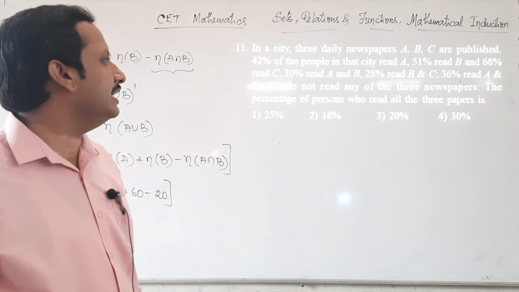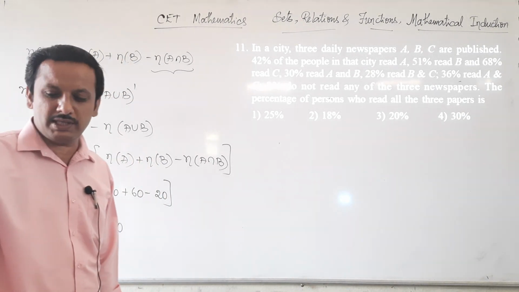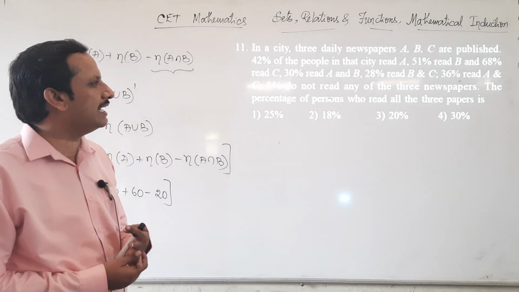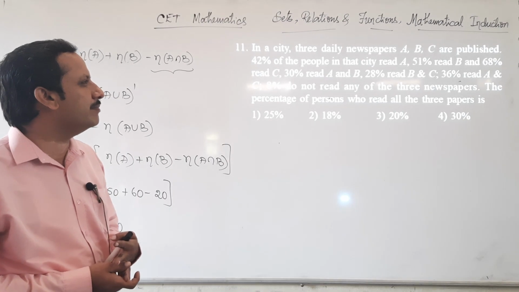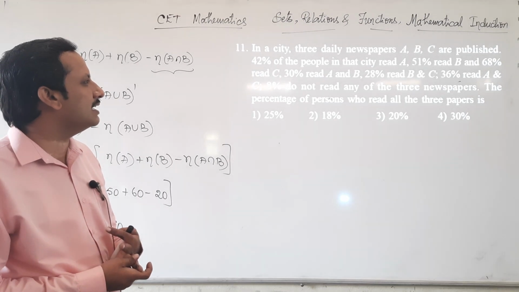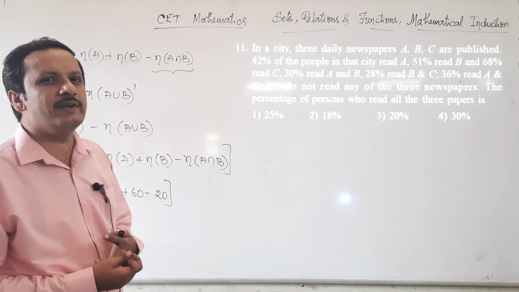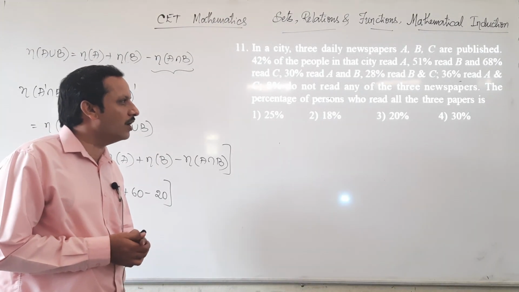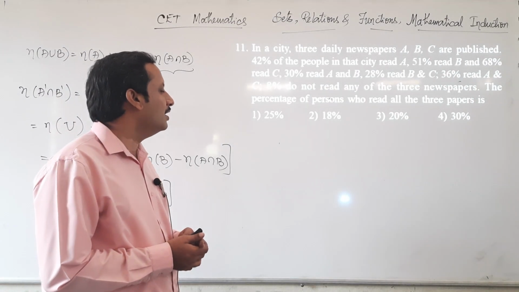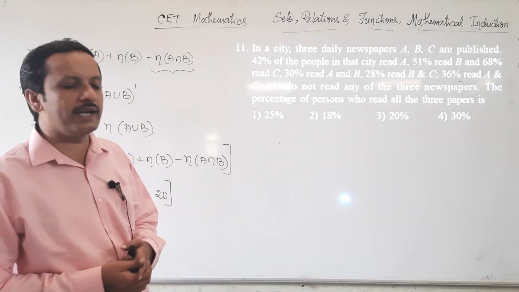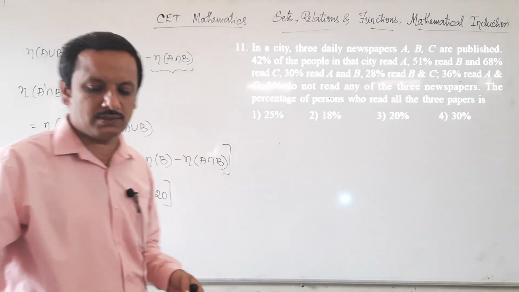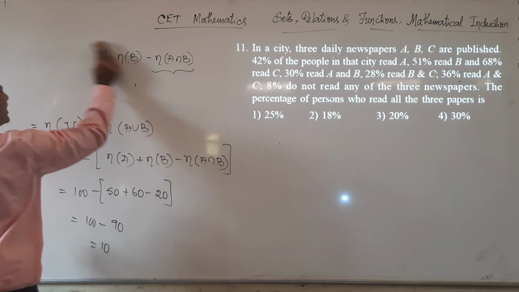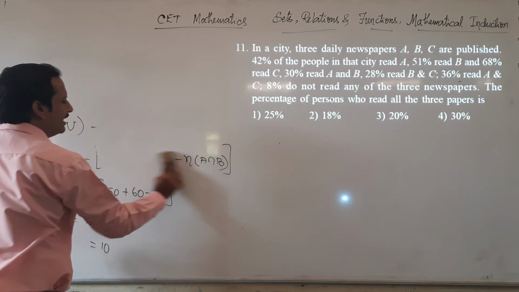In a city, 3 daily newspapers A, B and C are published. 42% of the people in that city read A, 51% read B, 68% read C, 30% read A and B, 28% read B and C, 36% read A and C, 8% do not read any of the 3 newspapers. The percentage of persons who read all the 3 papers is, okay. So again this question also we can solve by using a Venn diagram.